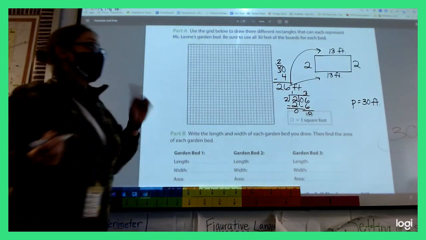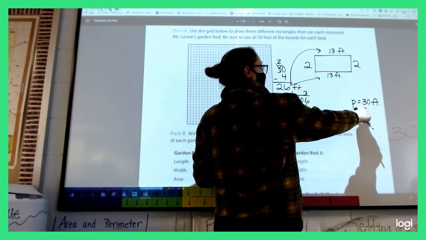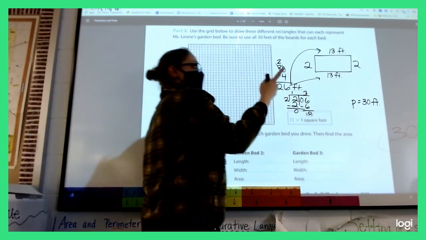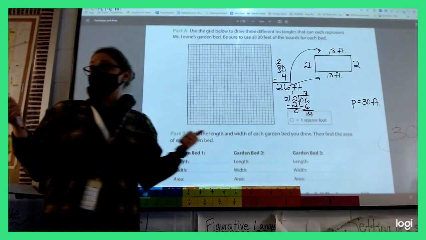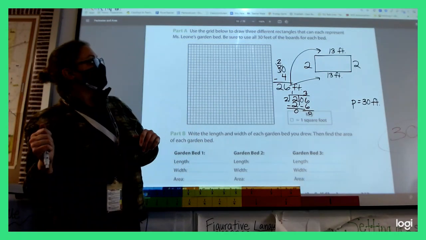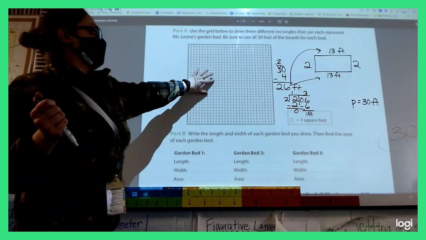Okay, now let's make sure we followed all our rules. First of all, if I add this all together, I should get 30 feet. So we know 13 and 13 is 26. 27, 28, 29, 30. So we did that. None of our sides are 1 foot. Did we meet all the criteria? Yeah, we did. So now all we got to do is draw it on here.